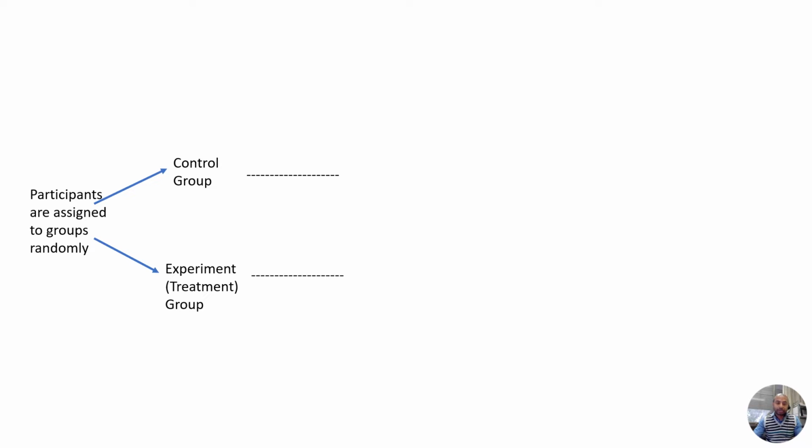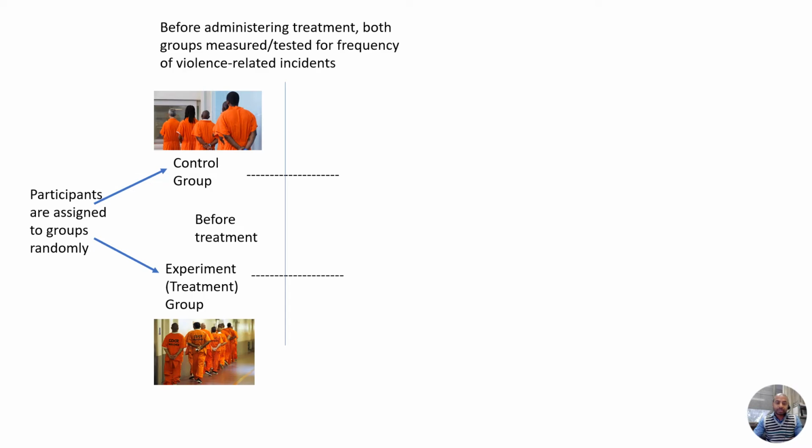Now let's take an example here. Let's say the example here is prisoners, and these prisoners are prisoners who have violence related incidents associated with them. So they probably engaged in some kind of violent activity, possibly in the prison. And so we collect baseline data as to how frequently they have demonstrated violent or violence related behavior. Then what we do is we administer a treatment.